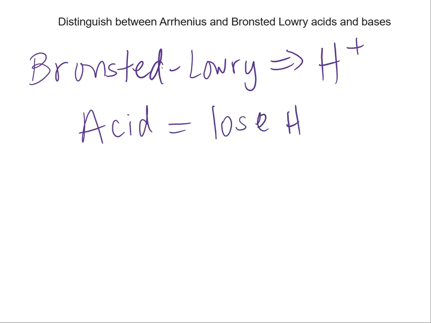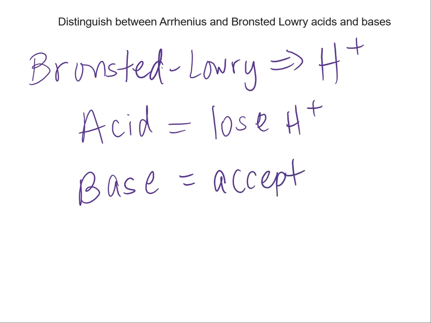So it'll give up that hydrogen ion, and then something else will accept it or gain it, and what accepts or gains it is the Bronsted Lowry base. So it accepts or gains that proton. So with the Bronsted Lowry acids, we're looking at how the proton is transferred. So we're looking at transferring that proton.